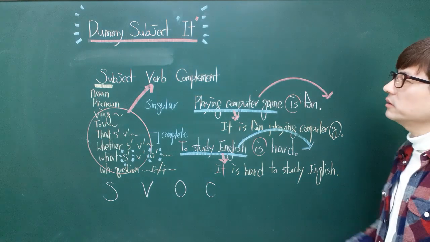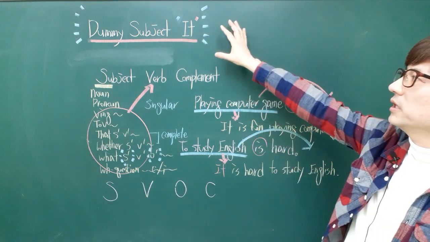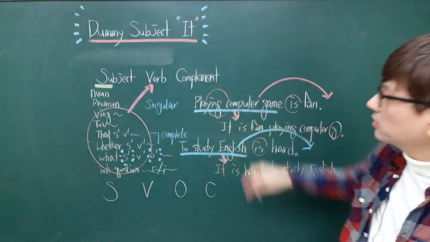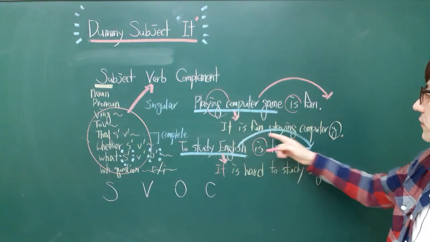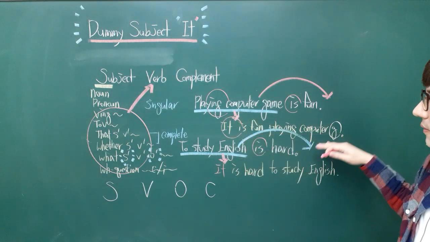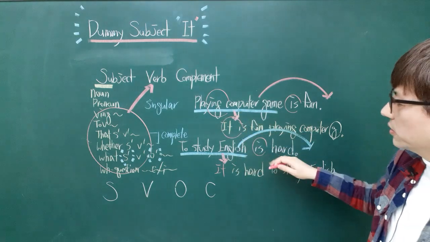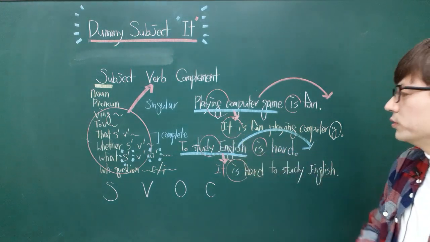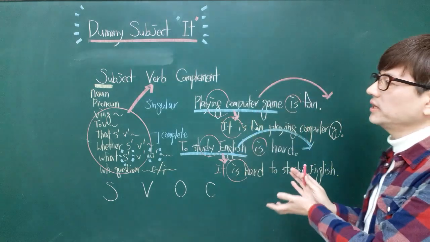But it doesn't matter whether you use dummy subject it or not when the subject is long. So this sentence is correct, and it is fun to play computer game, this sentence is correct as well. To study English is hard is a correct sentence. It is hard to study English is also a correct sentence. So they are all correct sentences.